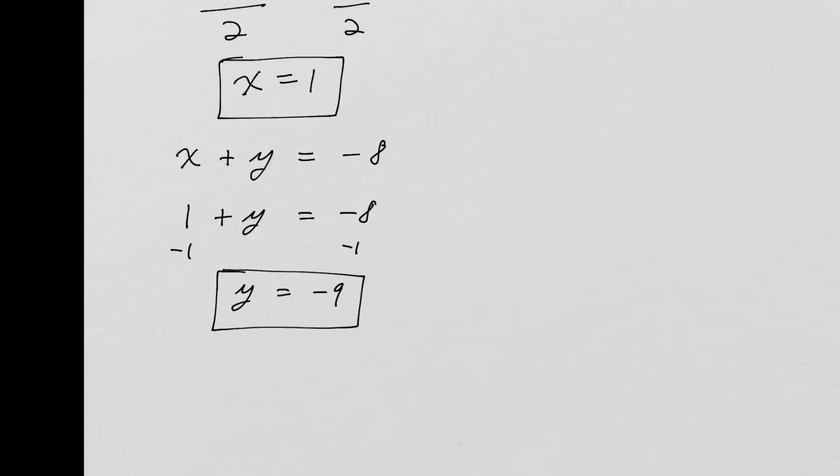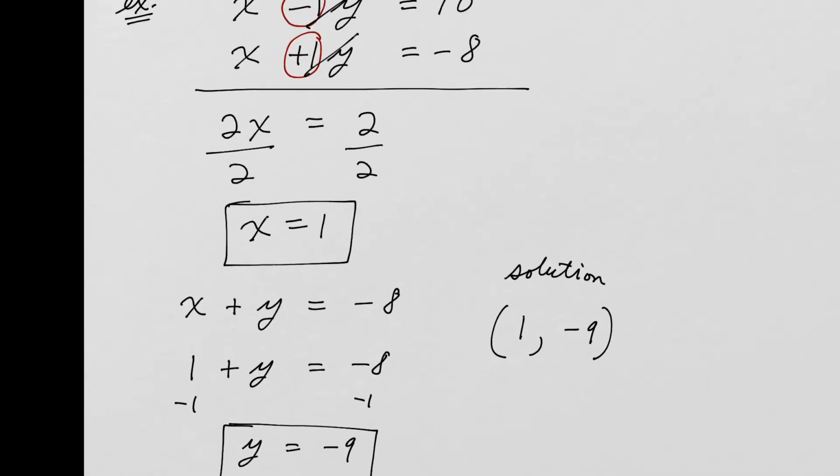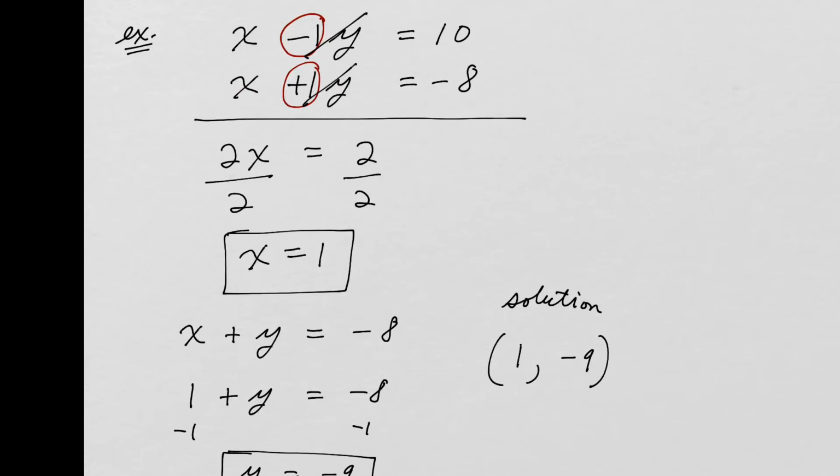So that's my solution. x is equal to 1, y is equal to negative 9. If I want it as an ordered pair, as a point, then I'd write it as 1 comma negative 9 for the solution. And again, if you were to graph these two lines, the two original lines, that's where they would cross. They would cross at 1, negative 9.